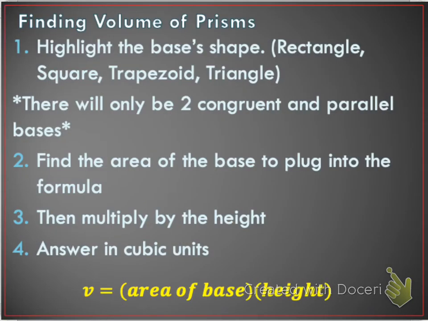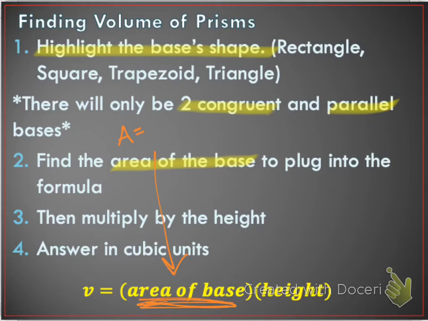So the four steps to finding the volume of prisms. This is the one that I prefer. It helps me visualize. Highlight the base's shape. The rectangle, the square, the trapezoid, the triangle, whatever it is. There's two of them, and they have to be parallel. So it helps you figure out what kind of prism you're looking at. Once you highlight it, I would then find the area, and I'll refresh you on the area formulas, but you're going to go off to the side and find the area so that you can plug it into the volume formula.